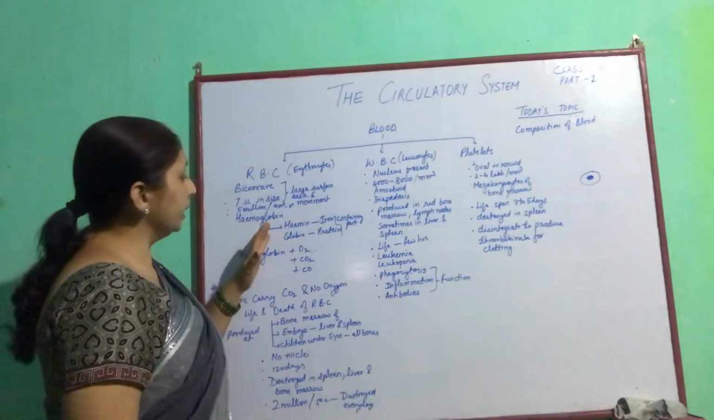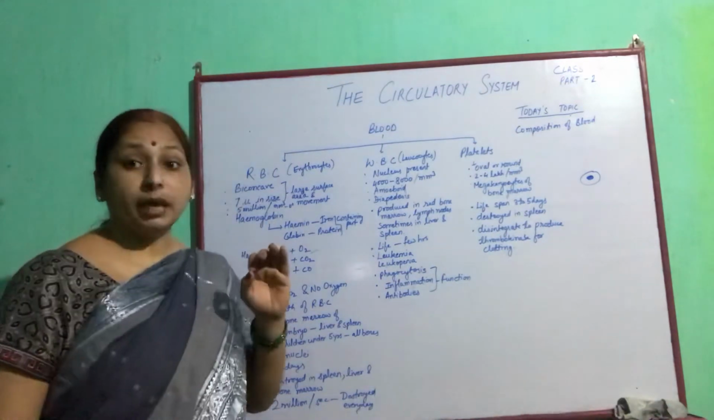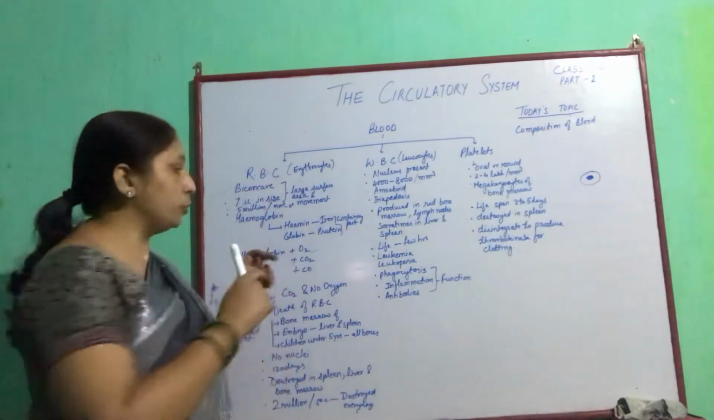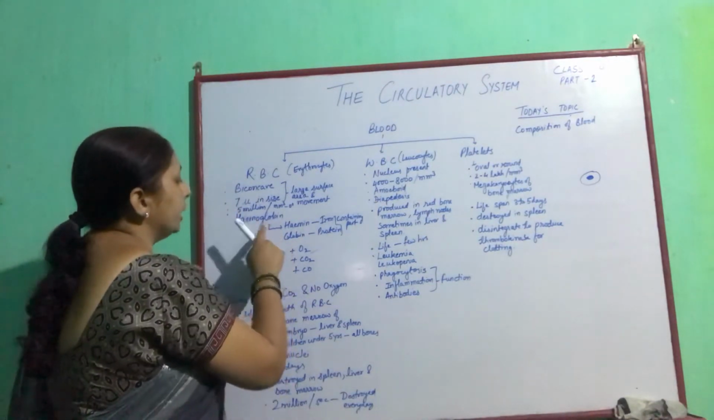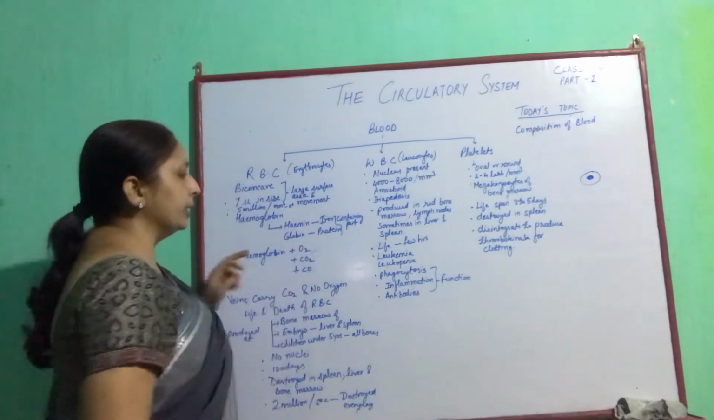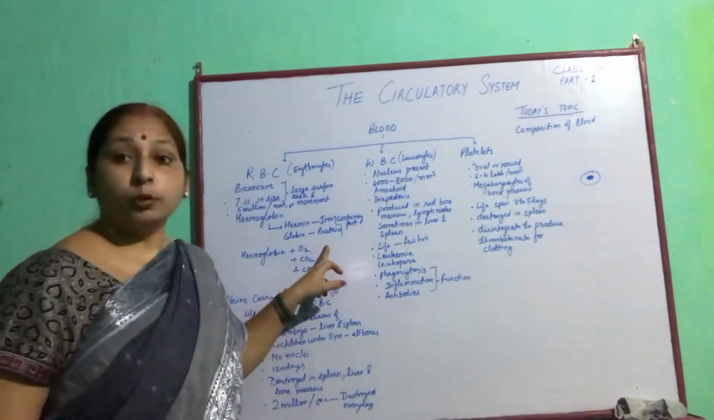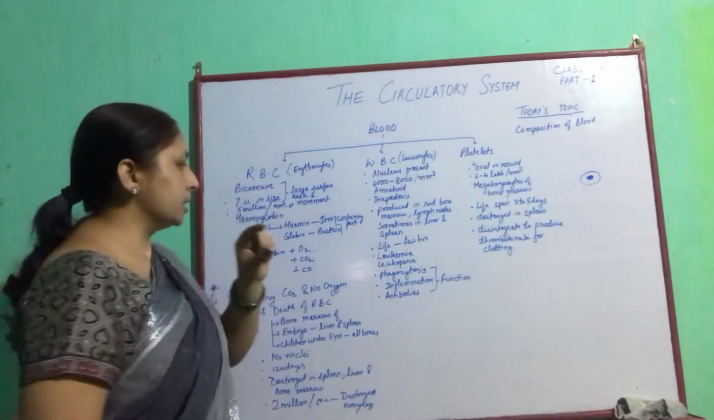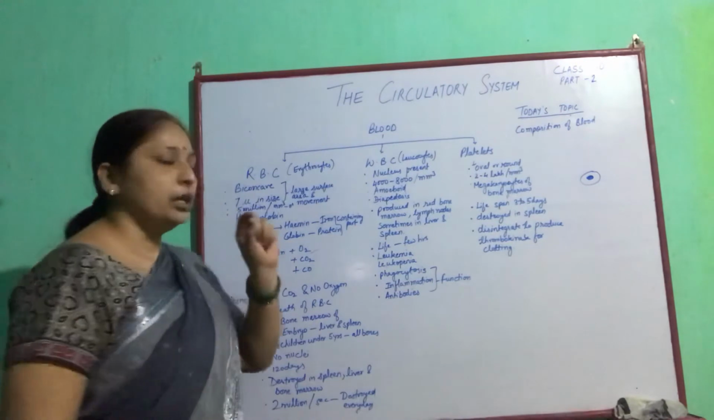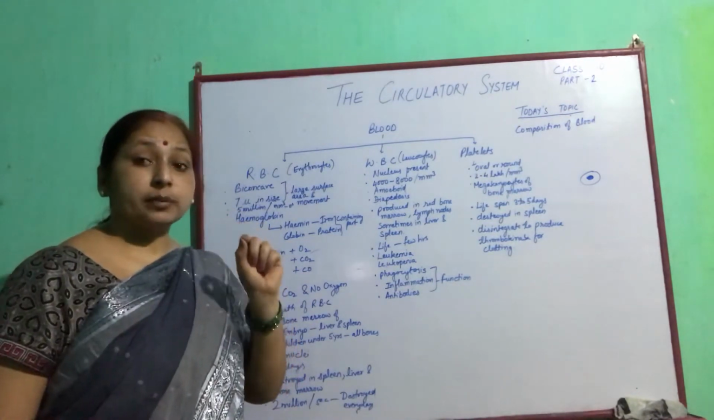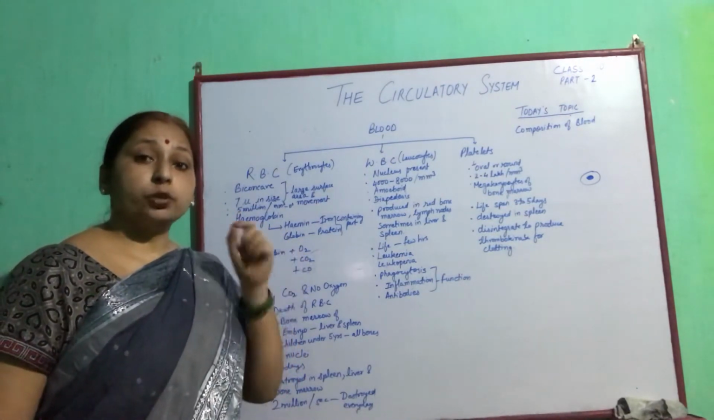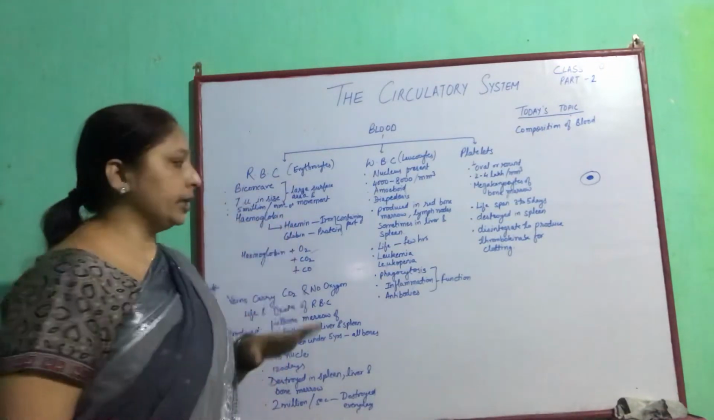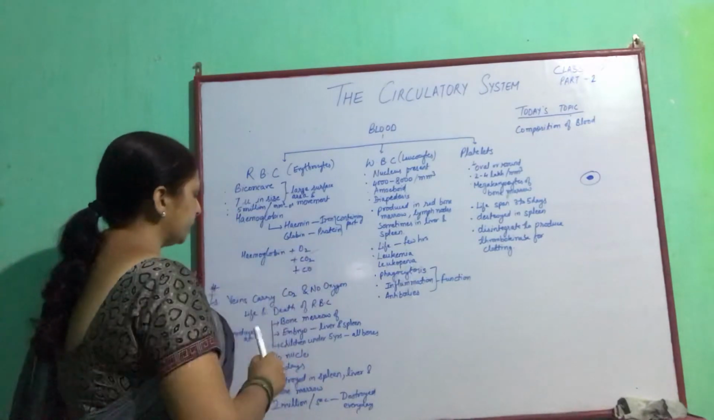Then hemoglobin contains the hemin part, which is the iron containing part. Hemoglobin is made up of two words, hemin and globin. The hemin part is the iron containing part, while globin is the protein containing part of the pigment. I am repeating this because in questions, if it is asked, you must know that hemin is the iron containing part, while globin is the protein containing part.